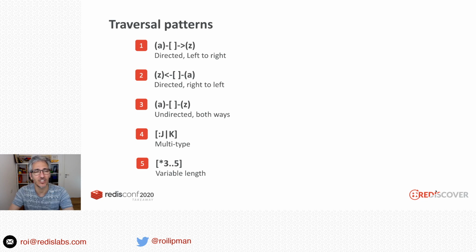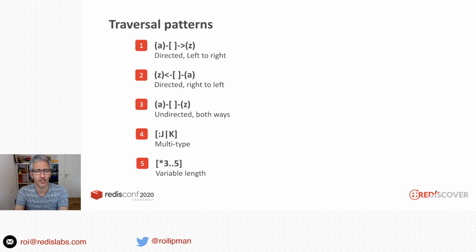So let's just list them. We have the directed pattern, which can go either left to right, but can also go right to left. You can also specify patterns where you simply don't care about the direction, so undirected, direction agnostic patterns, in which you just omit the arrow sign. You can have multiple relationship types within a given edge, so you can say that I want to traverse on either relationship type K or edge type J.